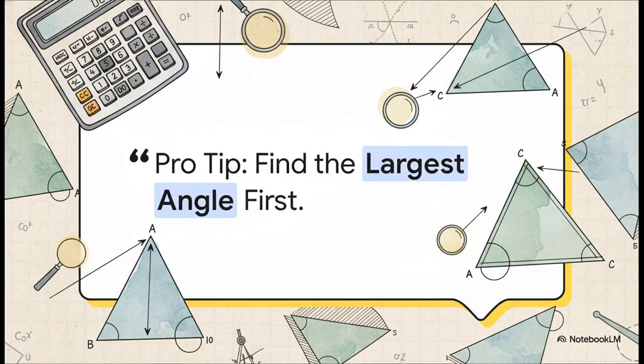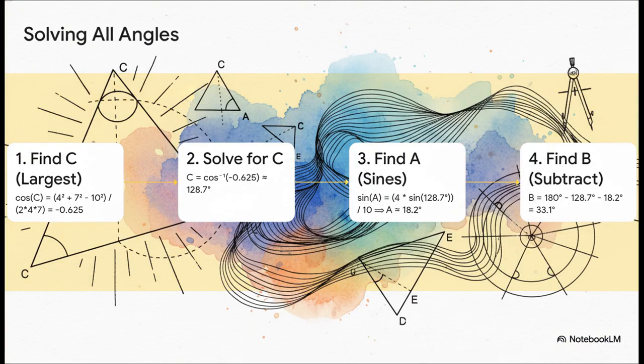Now, before you start mashing numbers into your calculator, listen up. Here's a pro tip that is going to save you a ton of headaches. Always find the largest angle first. And how do you know which one that is? Simple. It's always the one opposite the longest side. Okay, let's follow our own advice. Side C is our longest side at 10, so we'll find angle C first.